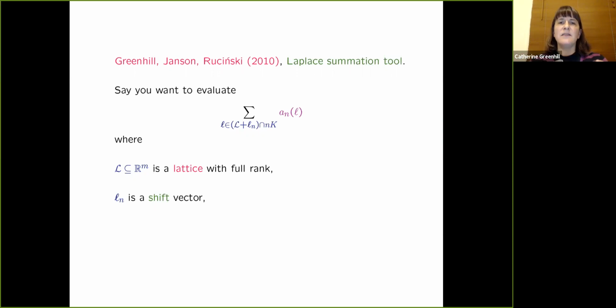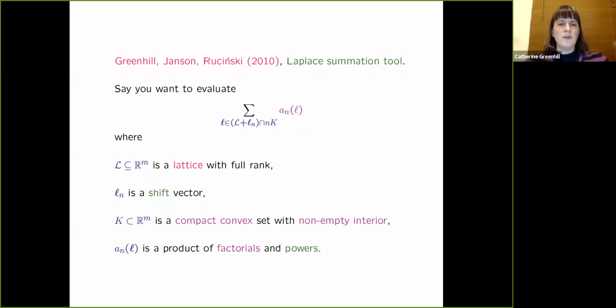Now, a lattice always contains the zero vector, but maybe you need to shift it. Your parameters might need to be shifted, and in fact that was the case in the spanning tree result. So you can add a little shift l_n under the summation there. And you also don't want to be summing over a big infinite lattice, so you've got some inequalities on your parameters which you enforce using a kind of blow up of a compact convex set with non-empty interior. So you've got K, which is this fixed set in R^m. You multiply it by n, and that defines the cutoff of your summation. Okay, and a_n is probably going to be a product of factorials and powers.